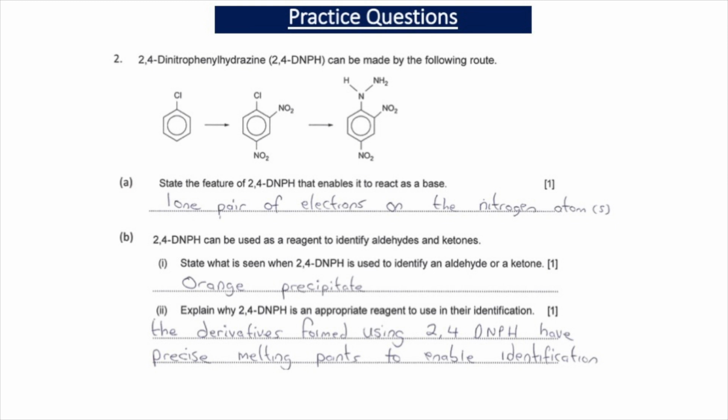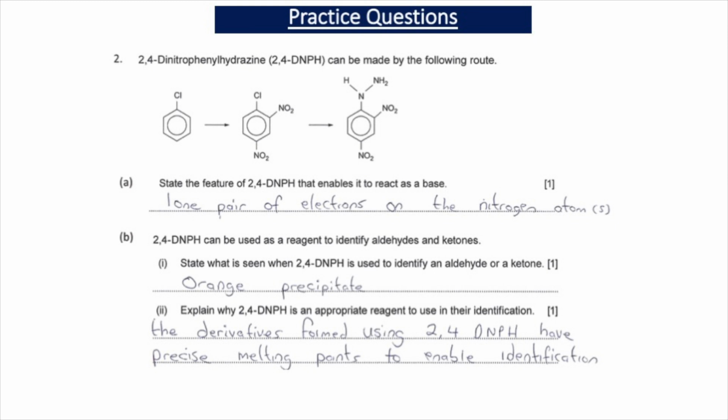Now question 2 is all about the compound 2,4-dinitrophenylhydrazine, and the first part of the question is asking you to state the feature of this compound that enables it to react as a base. So the reason it can act as a base is it's got lone pairs of electrons on the nitrogen atom or atoms. 1 mark for that.